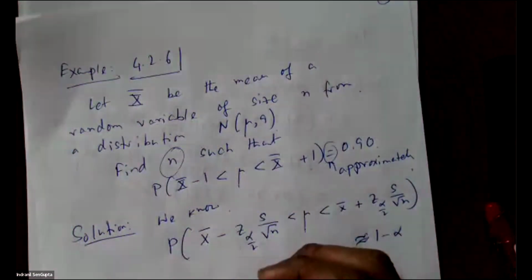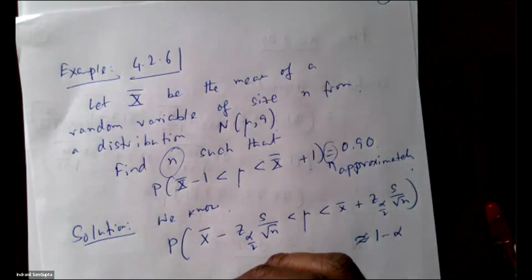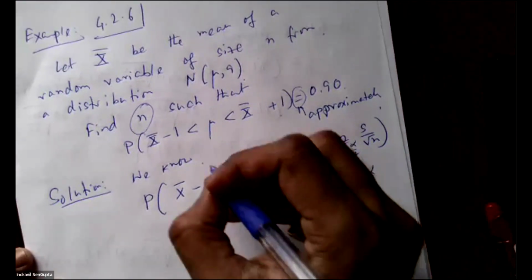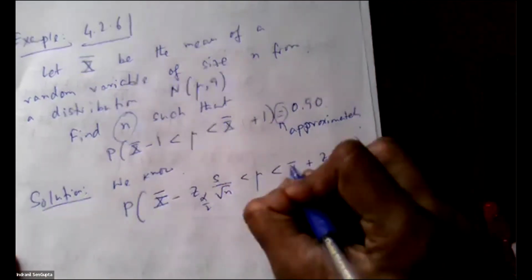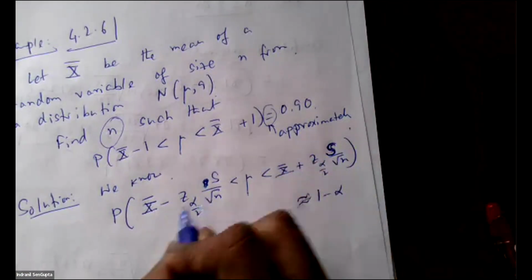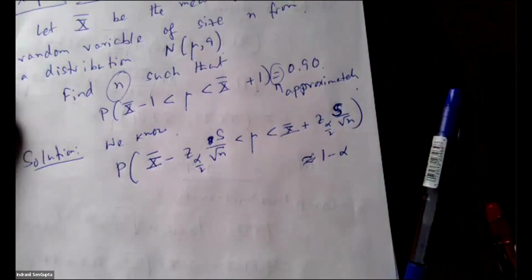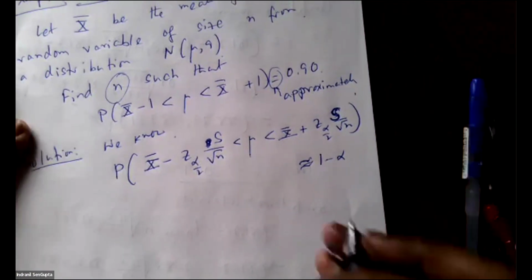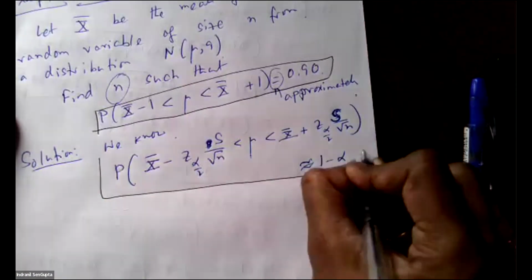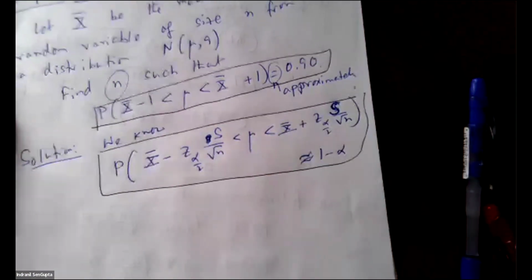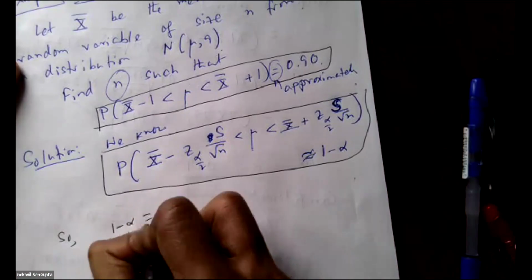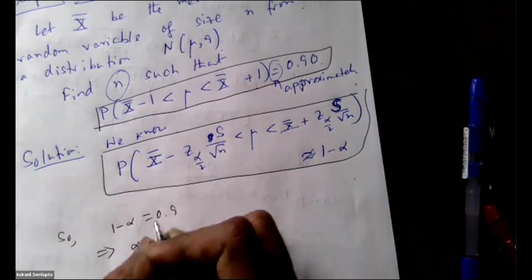Here no realization is given anyway, so we may not need to use it. Let's just use big X here because no sample is given. So all these are capital S and capital X. Compare these two. First of all, if you compare the right hand side, 1 minus alpha is 0.9. So that means alpha is 0.1.